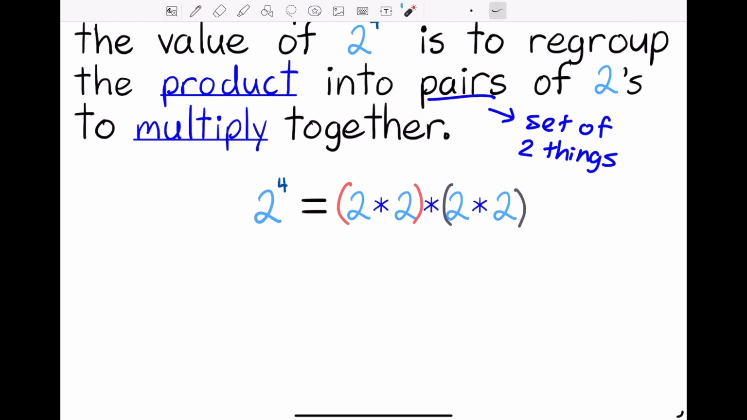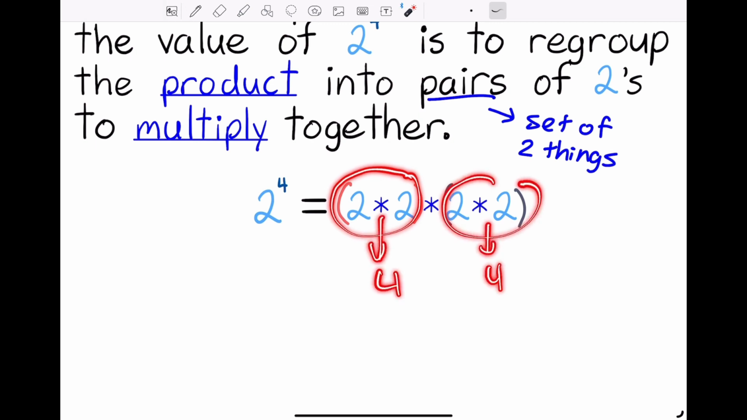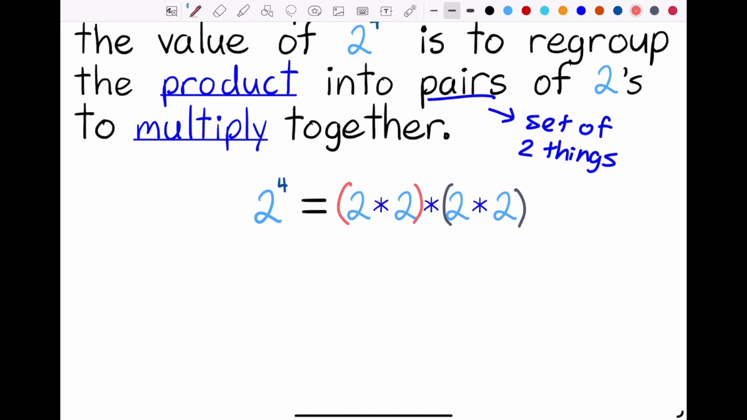So now that we regrouped this repeated multiplication problem into pairs of 2's, let's calculate the product of each pair of 2's. We know that 2 times 2 is 4, so we know the product of both pairs of 2's. So we're going to replace these pairs of 2's with their products of 4. So this first pair of 2's will be replaced with its product 4 times the product of the last pair of 2's, which is equal to 4.